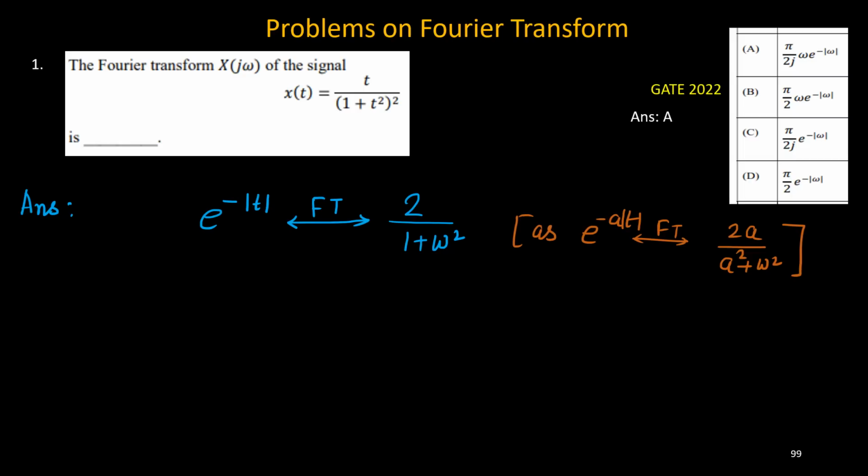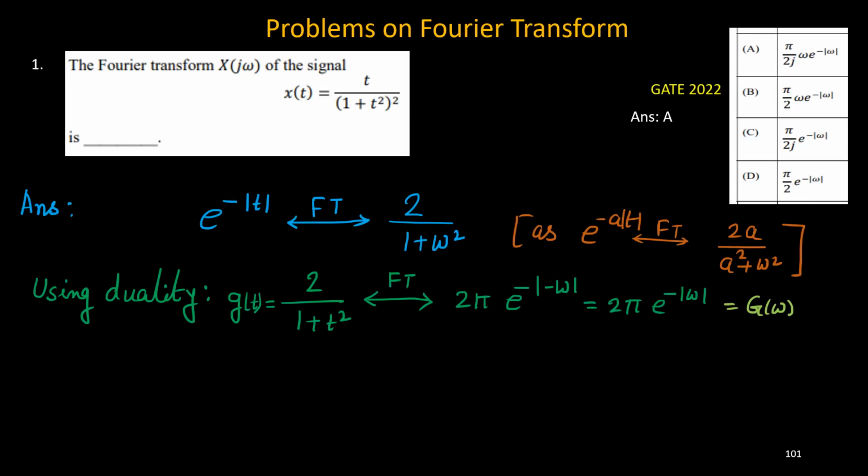Now first I'll use the duality property, because I want to get this shape in the time domain first. If I consider one signal g of t, which is 2 upon 1 plus t squared, then using duality, this shape you will get in the frequency domain with scaling factor 2 pi times e to the power minus absolute value of minus omega.